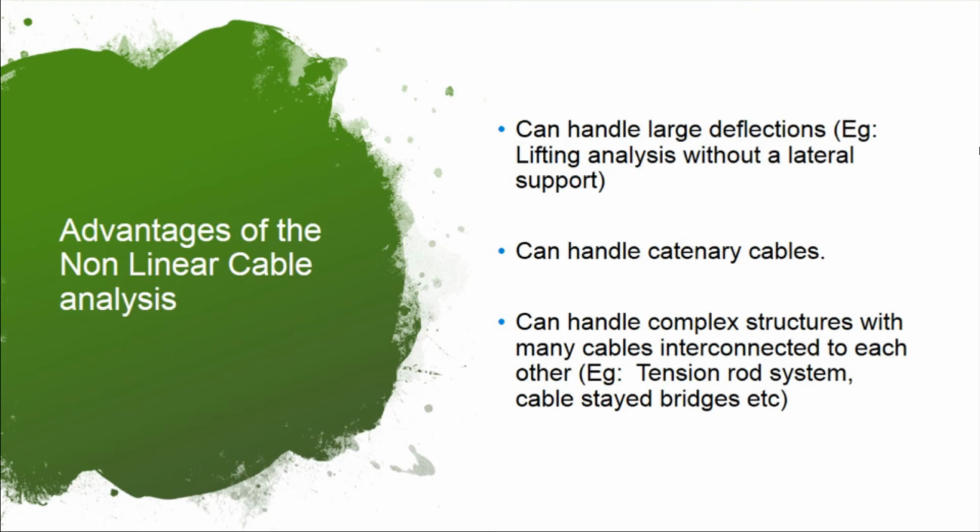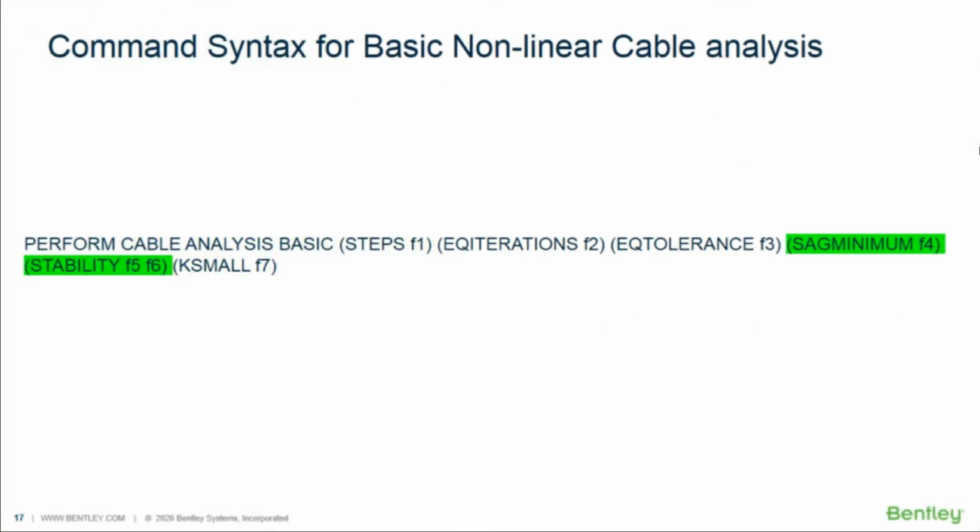This is the command syntax for basic nonlinear cable analysis: perform cable analysis basic, steps, EQ iterations, EQ tolerance, sag minimum, stability, and K small parameters. So there are totally 6 parameters, starting from steps till K small. Out of the 6 parameters, the 2 highlighted in green color are the most important, sag minimum and stability. And notice that the stability parameter has 2 inputs, F5 and F6.